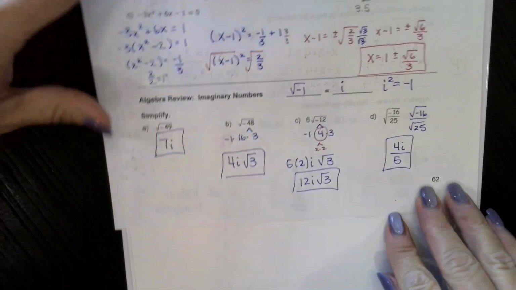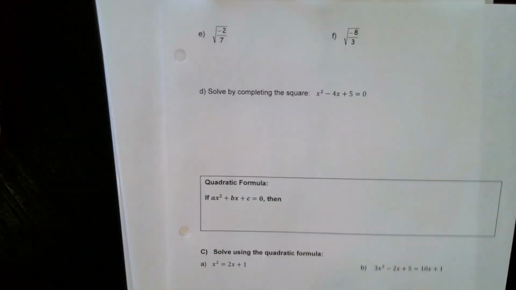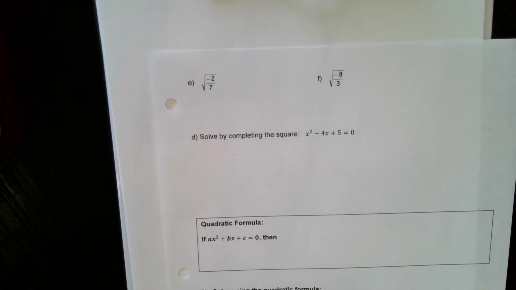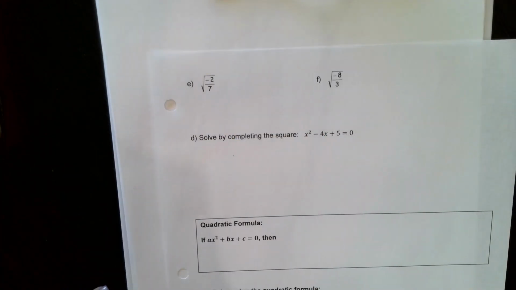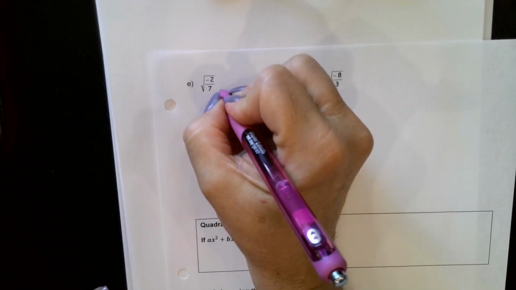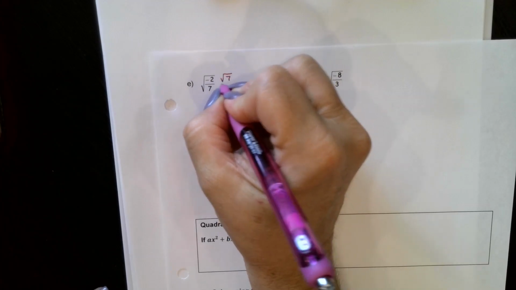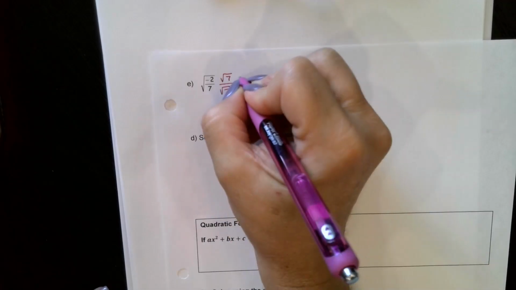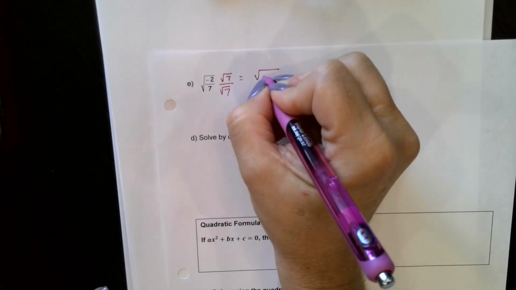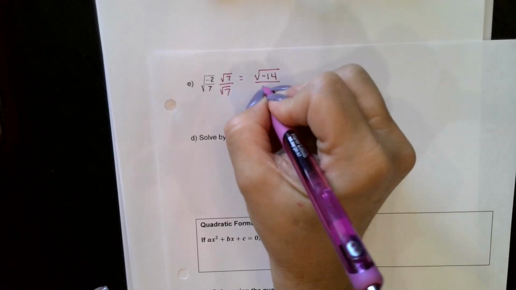Okay? All right, so let's look at these. So with this, what I have here is I've got this fraction that's not a perfect square. So what I'm going to do is I'm going to rationalize the denominator. So I'm going to say the square root of 7 on the top and the square root of 7 on the bottom. And this gives me the square root of negative 14 over 7.